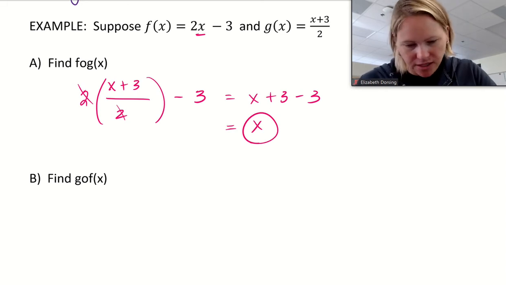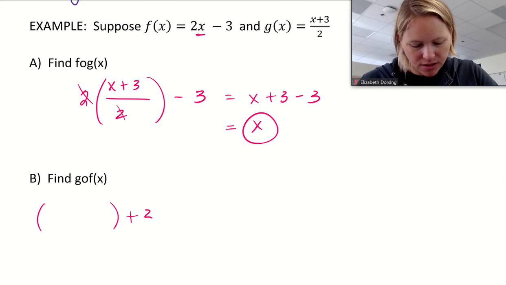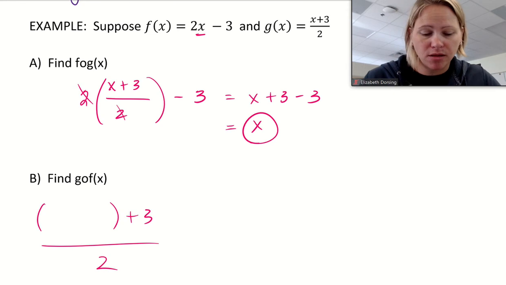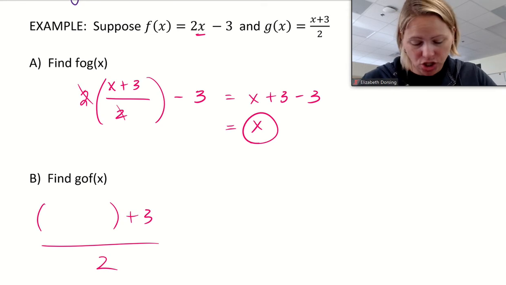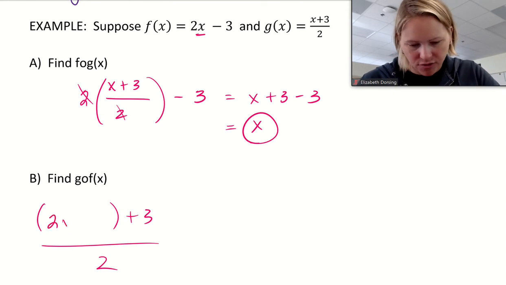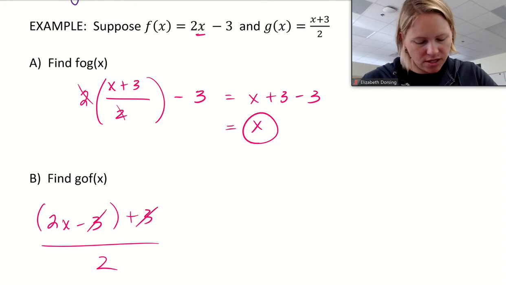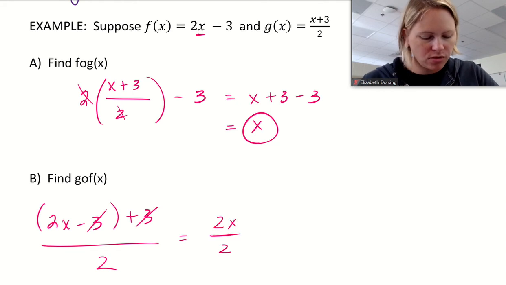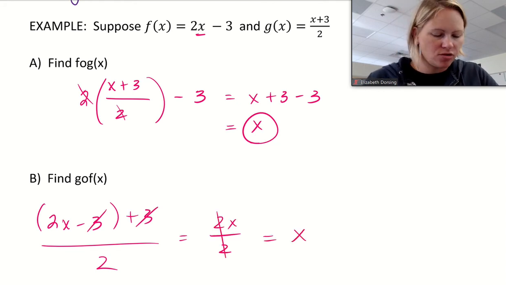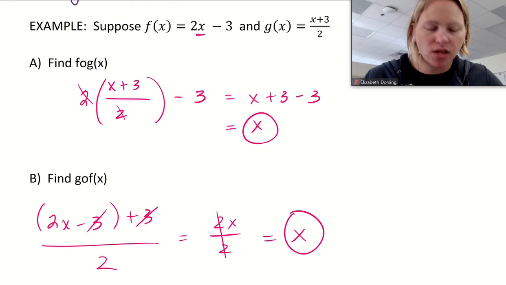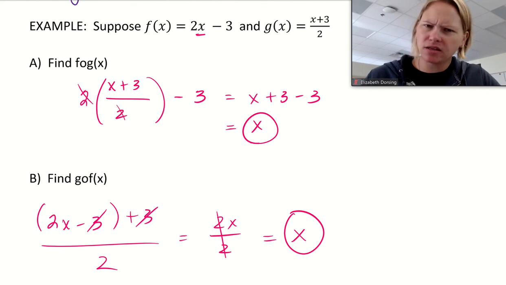G of f of x means I'm going to take the f equation and plug it into the bucket or the variable or the x in the g. So that means I have 2x minus 3 plus 3 over 2. Well, this gives me 2x over 2, which reduces to x. So that was the weird thing that I warned you about that was going to happen. We got x both times.